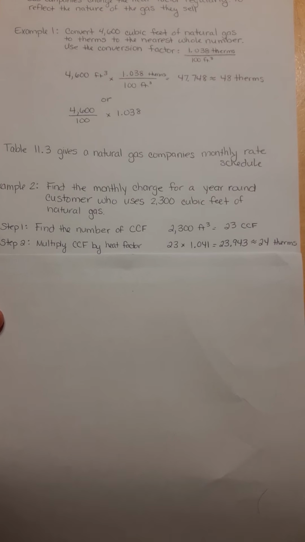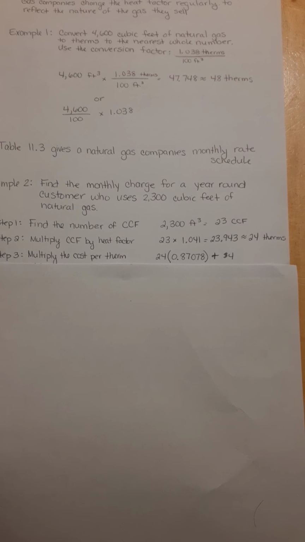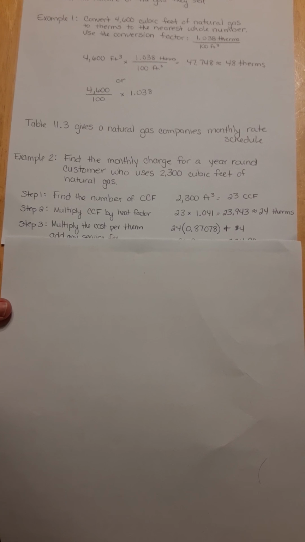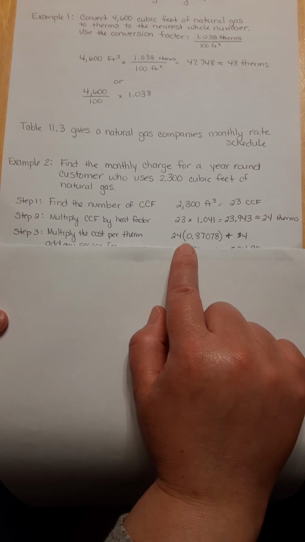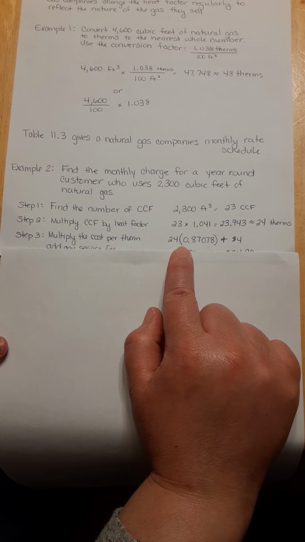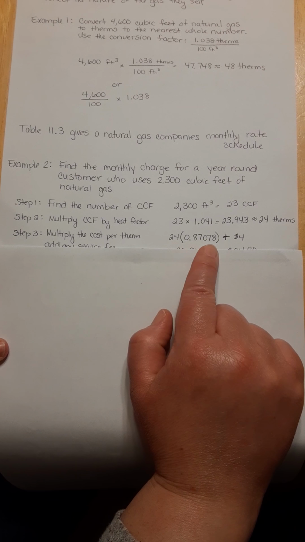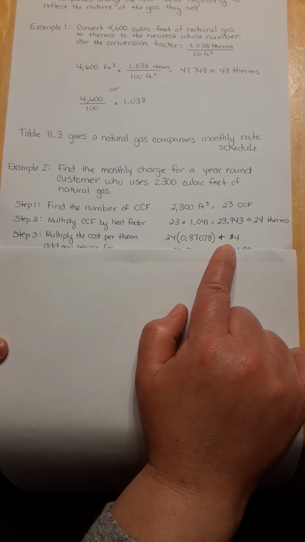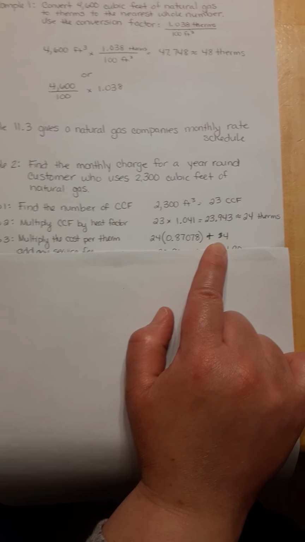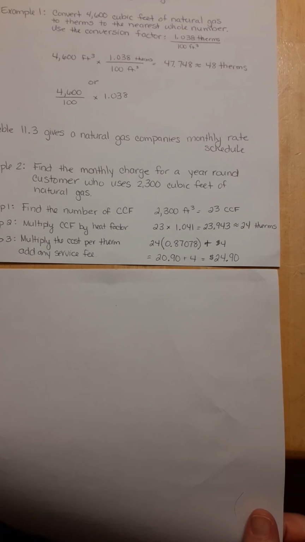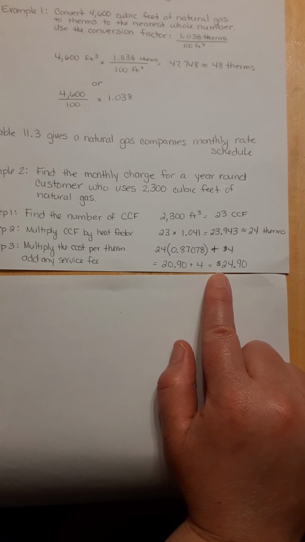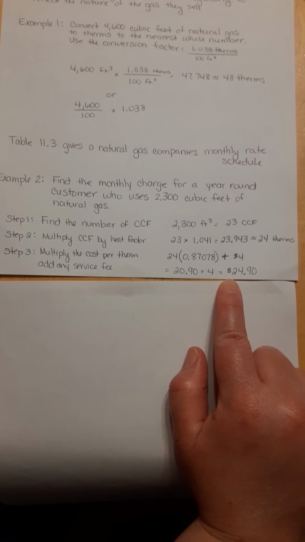Once I get that 24 therms, I go to my chart and find my rate for being a year-round customer. It tells me there in my example. I'm going to multiply that out. I have a usage fee, a monthly fee, of $4. Add that together and I find out that my bill is going to be $24.90.